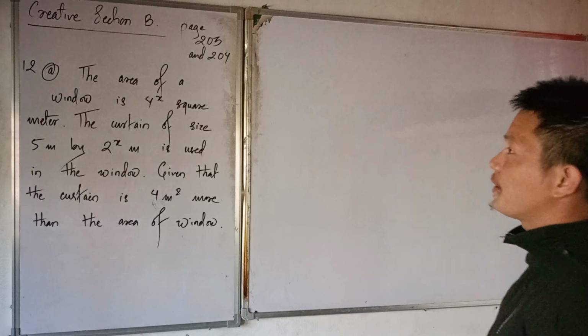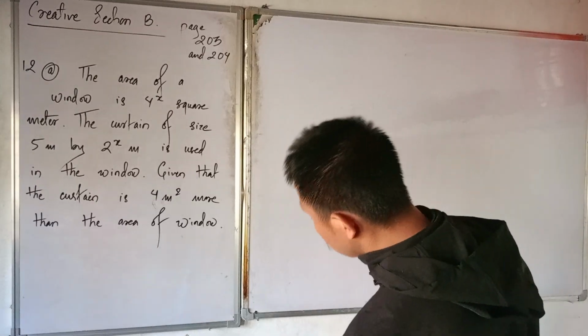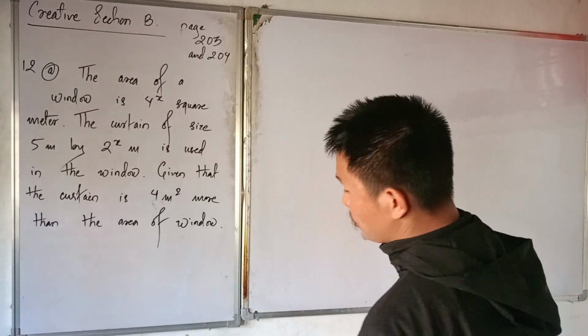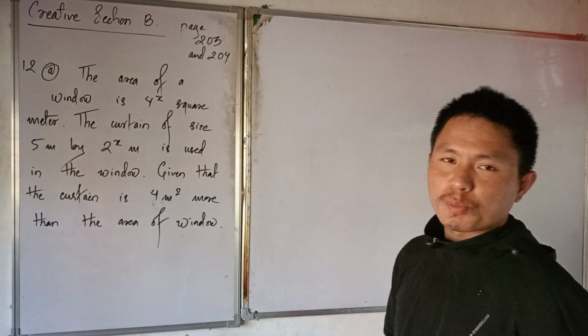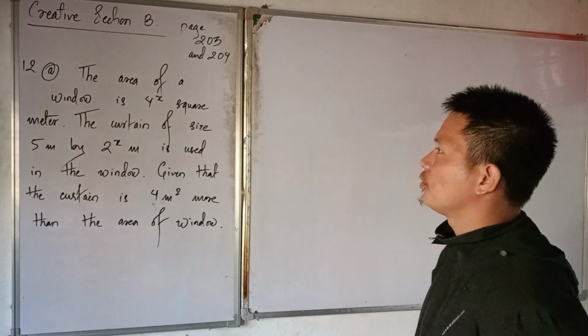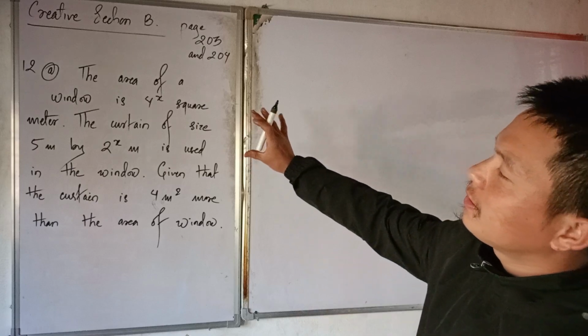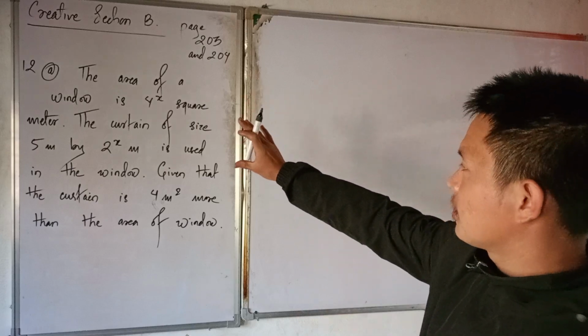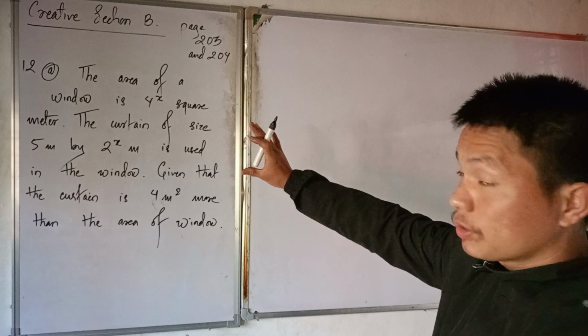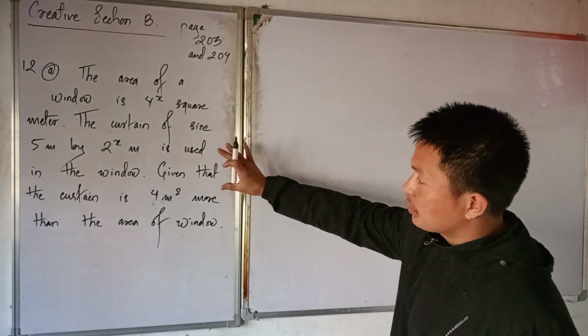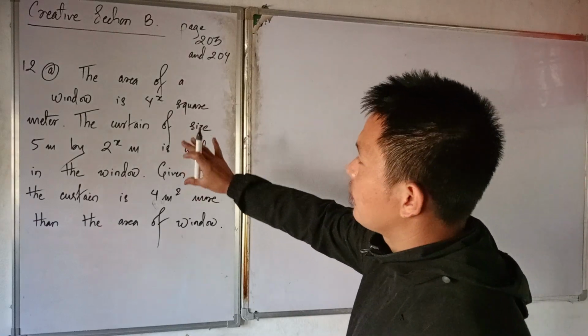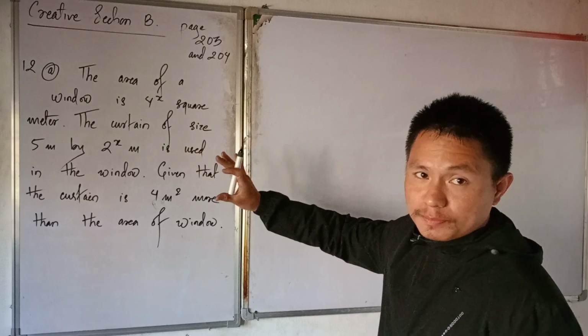So in 12a, the area of the window is given. From this question you have to make the exponential equations. Yes, definitely. First you have to understand what is given in the question, then by using the conditions and given variables, you have to make the equations.